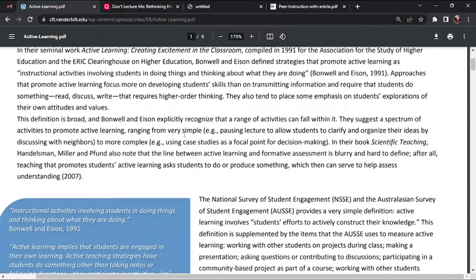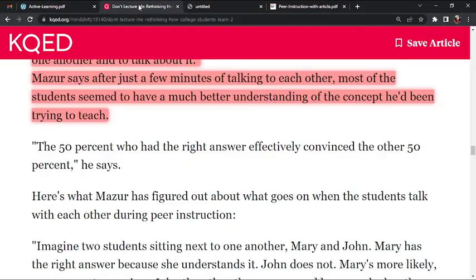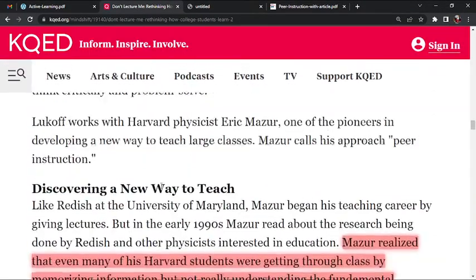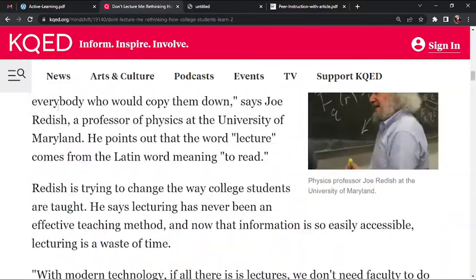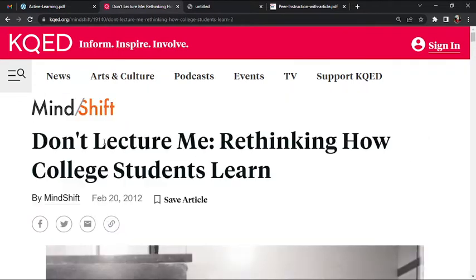Now, one of the examples of active learning is this that we get here. If you go to KQED, Inform, Inspire, Involve, there's an article titled Don't Lecture Me: Rethinking How College Students Learn. As we go through this, you should also rethink how you learn, so that in the end, learning programming or data science should be very easy.